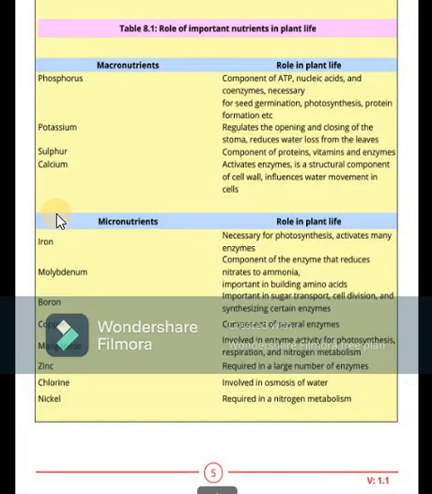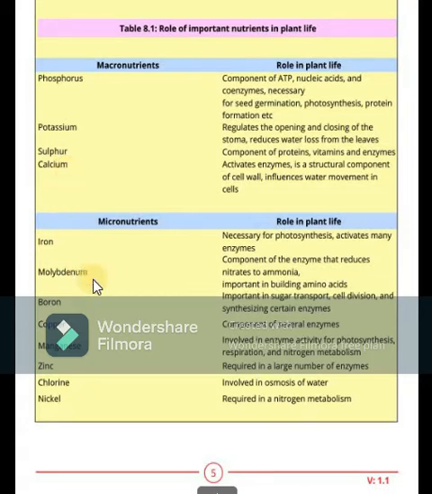Through this table we can see the role of important nutrients in plant life, like the macronutrients and micronutrients. Phosphorus is a macronutrient. It is an important component of ATP, nucleic acids and coenzymes, and necessary for seed germination, photosynthesis, protein formation, etc. Potassium regulates the opening and closing of the stomata and reduces water loss from the leaves. Sulfur is a component of proteins, vitamins and enzymes. And calcium activates enzymes, is a structural component of the cell wall, and influences water movement in the cell.